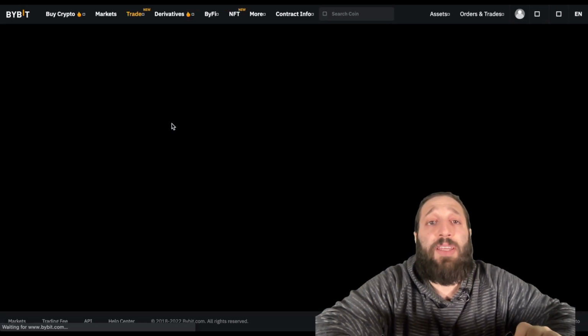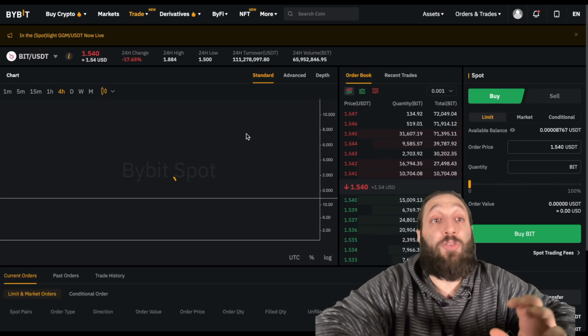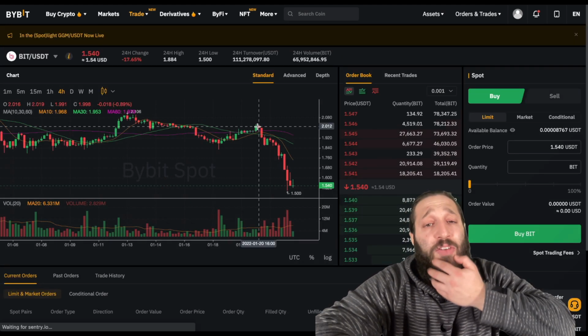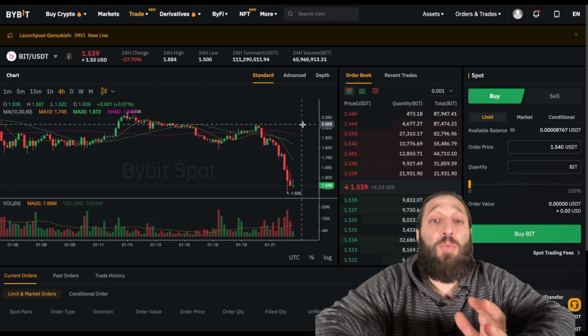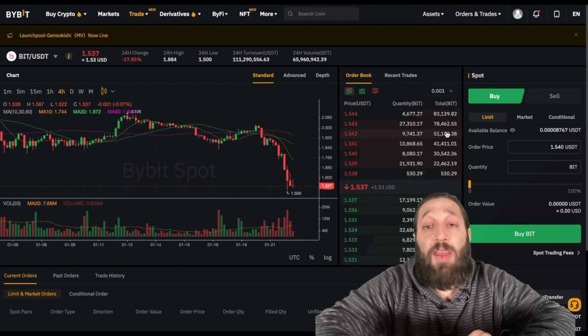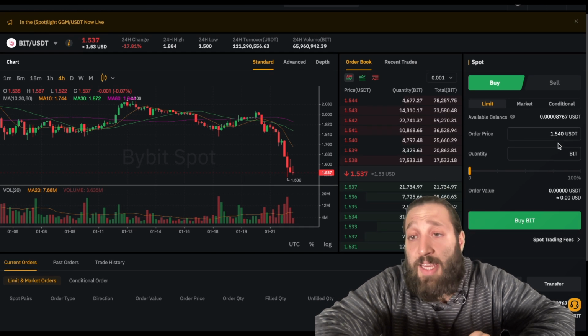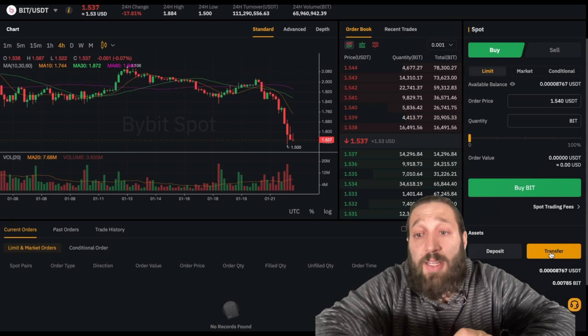And now it's going to take us to the trading portal where we can actually buy and sell it. So I'm going to show you guys how to do everything from buying, selling, setting stop orders, setting take profits, all of that great stuff. So as you can see here, I don't actually have any USDT. So I'm going to have to do a transfer right now.